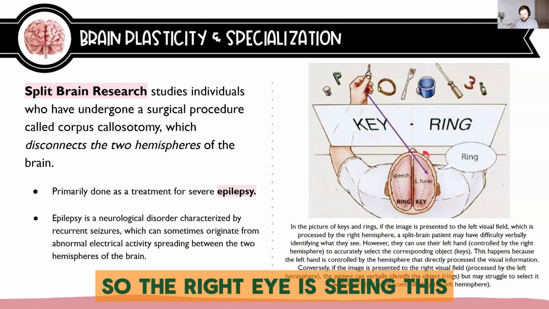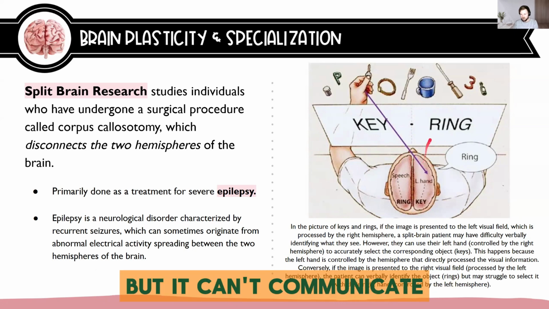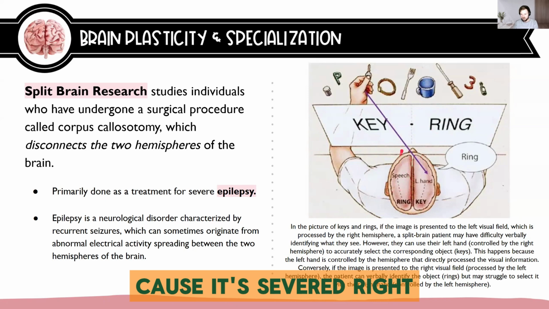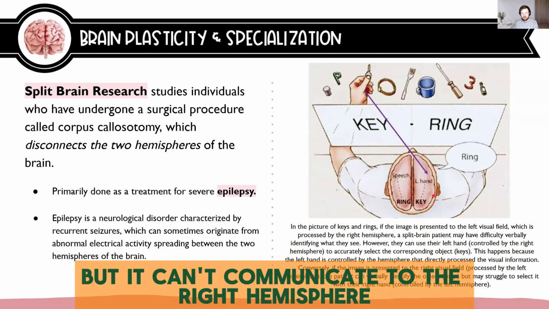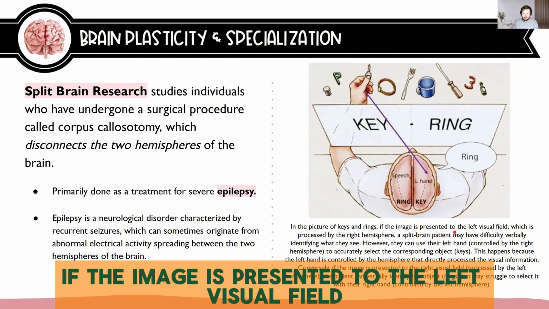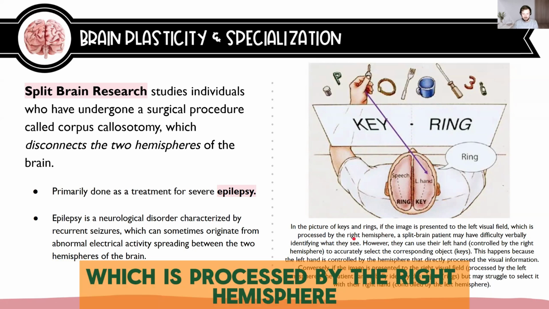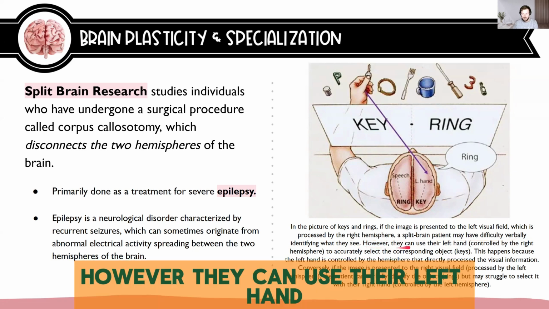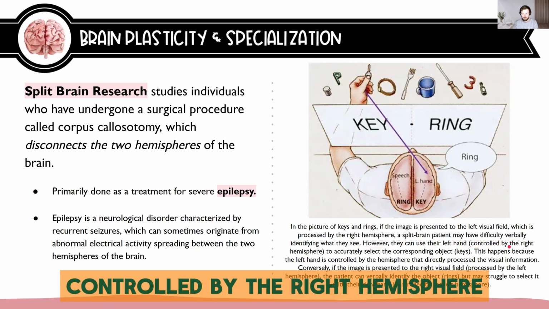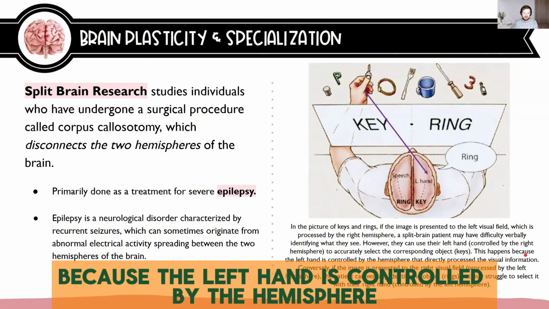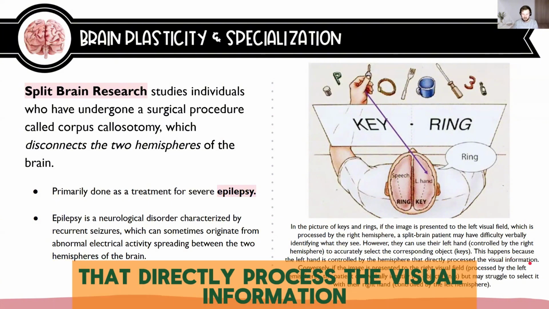So the right eye is seeing this, but it can't communicate what it sees to the left hemisphere because it's severed, right? And the left eye sees key, but it can't communicate to the right hemisphere because the corpus callosum is severed, okay? In the picture of keys and rings, if the image is presented to the left visual field, which is processed by the right hemisphere, a split brain patient may have difficulty verbally identifying what they see. However, they can use their left hand, controlled by the right hemisphere, to accurately select the corresponding object, keys. This happens because the left hand is controlled by the hemisphere that directly processes the visual information.